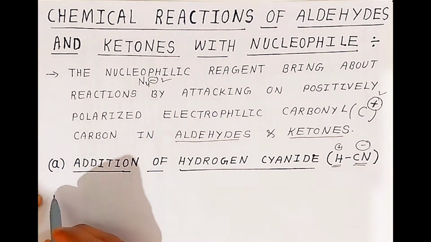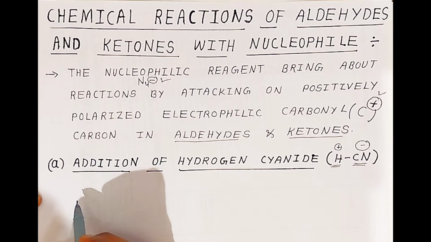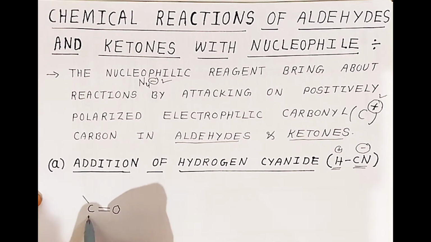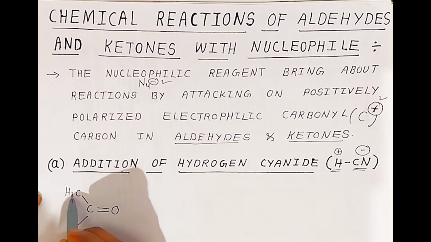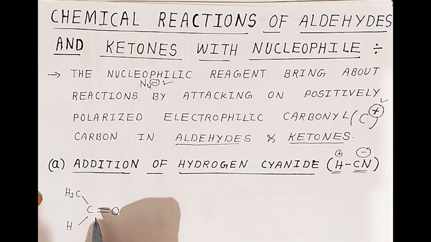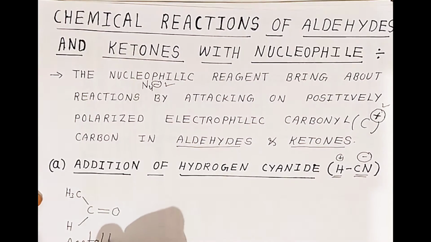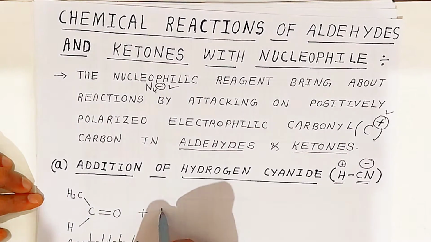So first, students, we are going to see the reaction with aldehyde. Here the carbon has 4 valencies, 2 valencies are occupied by oxygen, and of the other 2 valencies, 1 I am replacing with methyl and the other with hydrogen. If it is hydrogen, we call it an aldehyde, and that containing 2 carbons we call acetaldehyde. This is acetaldehyde. Now what happens, students, when you add the nucleophile hydrogen cyanide?